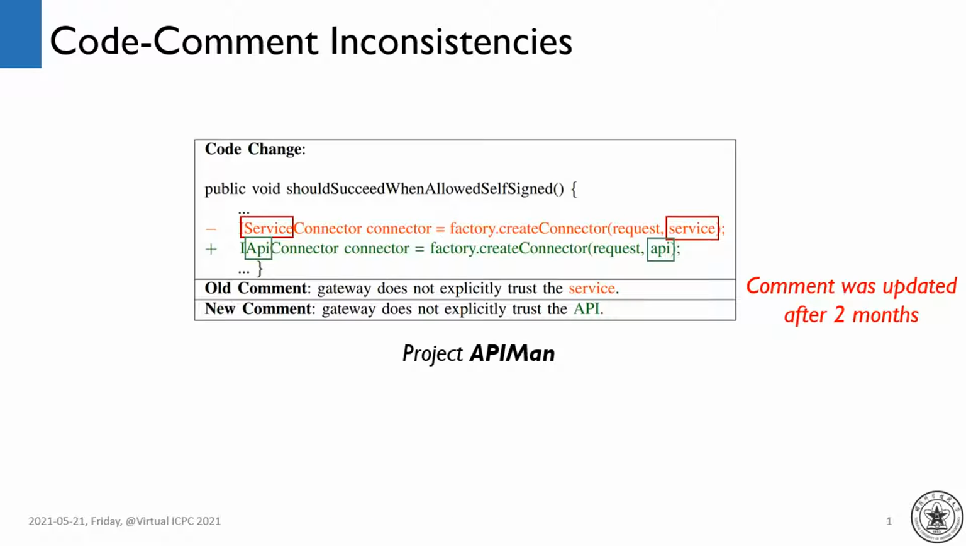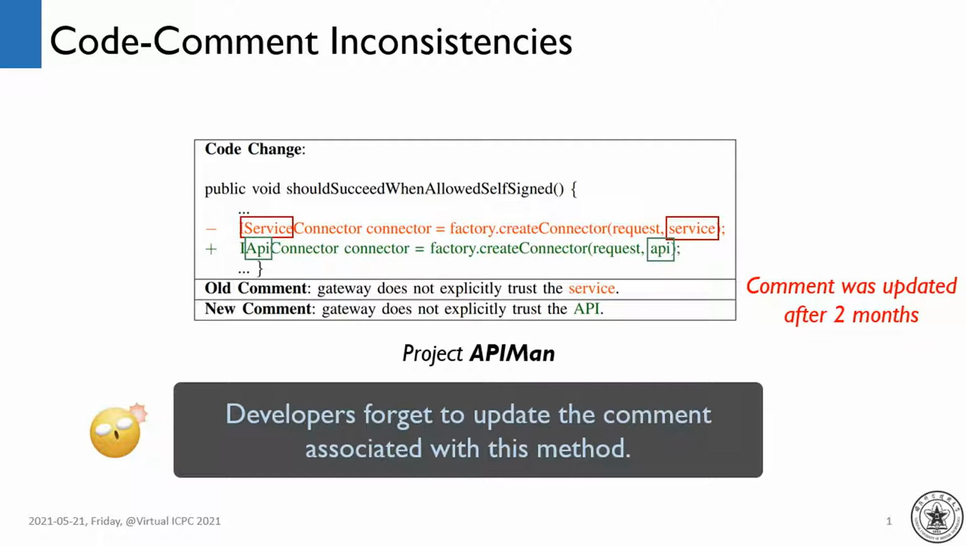This table shows a real-world example of comment updates in the API main project. A commit changes the second parameter of createConnector from service to API. A similar change happened in the type of connector. Initially, the project developer only updated the code while forgetting to update the comment associated with this method. Such bad comments can have a negative effect on program comprehension and maintenance.